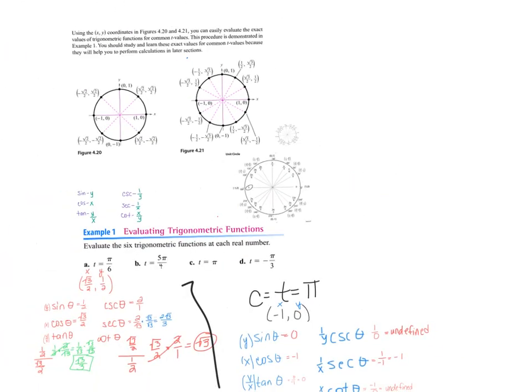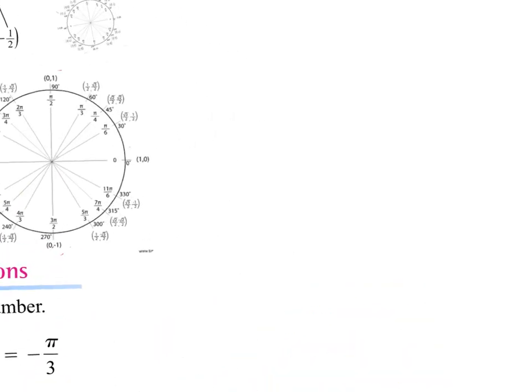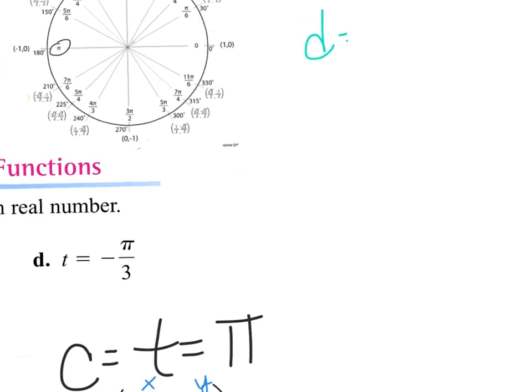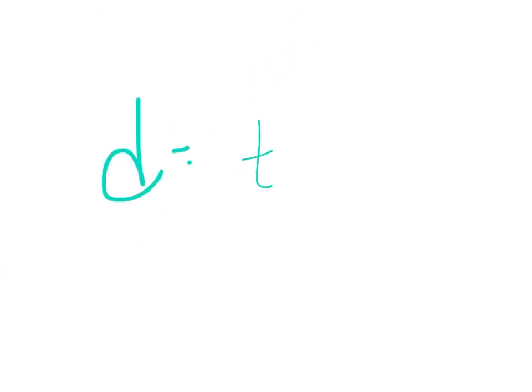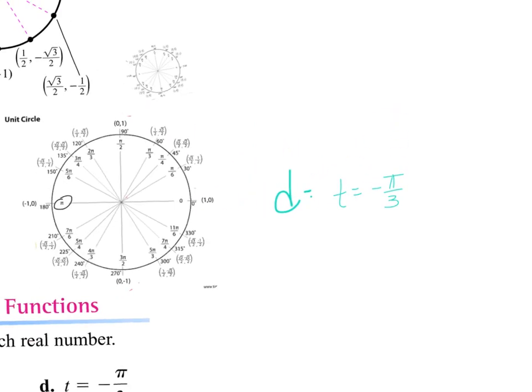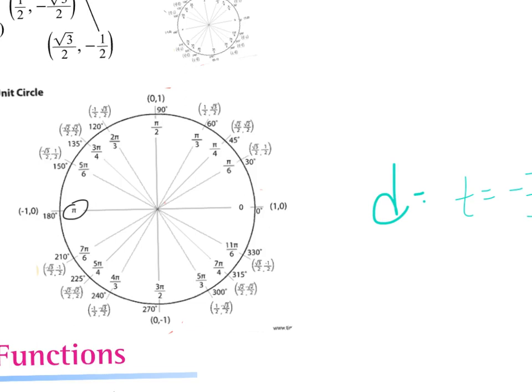The last example is D. We'll do D right here. And D is a little different because look at the angle measure that they give us. It's negative. So I have T equals -pi over 3. So guys, let's think about this. If I go to positive pi over 3, it's right here at 60 degrees. I went up from 0. I went up here. So I went up 1, 2, 3 spaces.